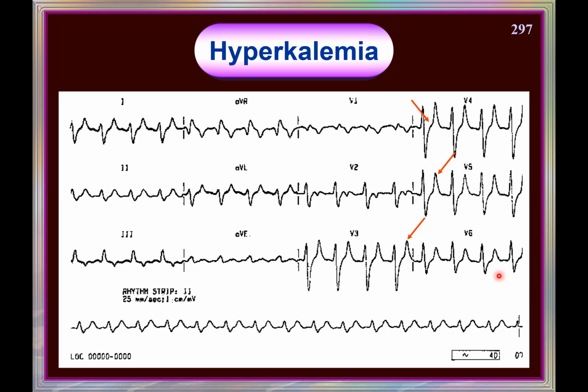But the thing is, the T wave is called the 10th house of potassium. T is the 10th house of potassium. If there is more potassium, there will be taller T waves. If there is no potassium or low potassium, then there will be depressed, inverted T waves. So T is the 10th house of potassium. Hyperkalemia, tall T waves. Hypokalemia, inverted T waves.